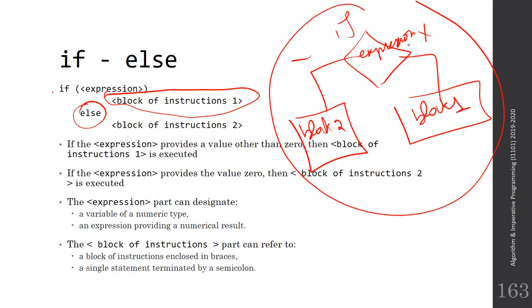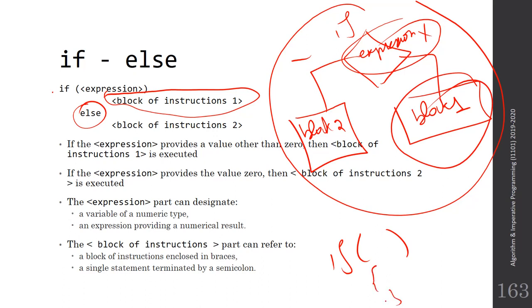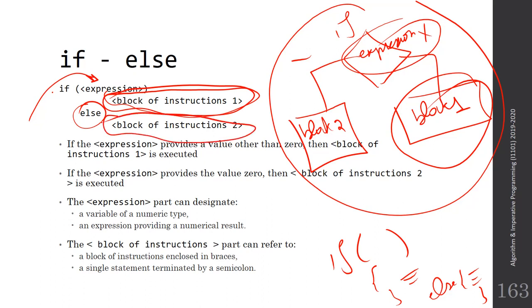We write if, then the expression inside the parentheses, and then the positive part I place here, either in between curly braces, or if it's one instruction I can remove the curly braces. Then I put else, and again curly braces and a set of instructions. The expression should return 0 or non-zero. 0 means false, and non-zero means true. So if the expression returns a value not equal to 0, it means true and block of instructions 1 will be executed. Otherwise, if the expression returns 0, the expression is false, so block 2 will be executed.